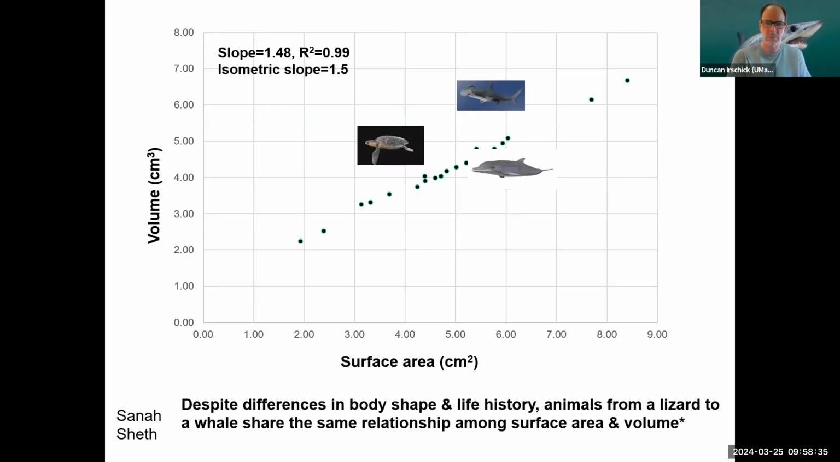One of them is that when you look at different animals we've scanned, sea turtles, marine mammals, sharks, and many other species, this is a plot just for aquatic species comparing volume and surface area. And what you see is the isometric slope should be about 1.5, and the actual slope is 1.48. So despite the fact that we're comparing reptiles, marine mammals, and fish, elasmobranchs, these animals all show the same basic relationship between volume and surface area, which is really fascinating. And we're going to continue to add to this plot.